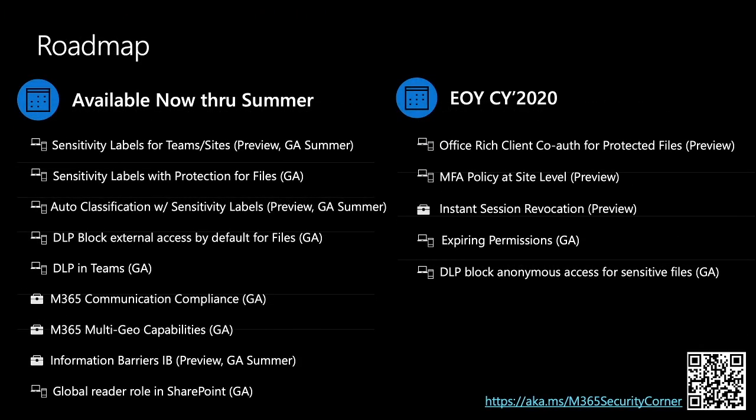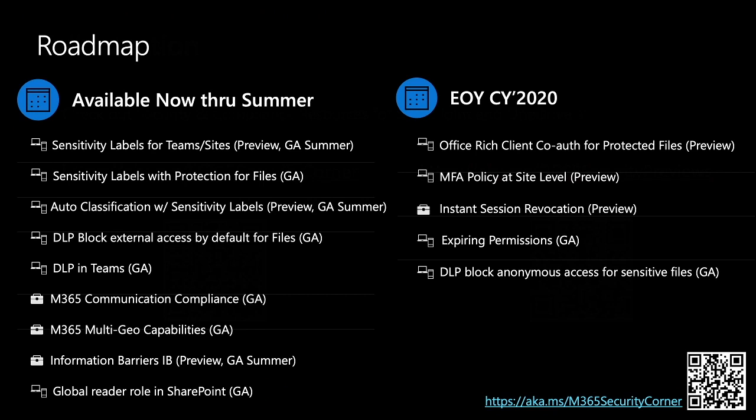In the roadmap, I have placed the features in two major categories: the features that are available now through summer, and the features that are coming towards the end of this calendar year 2020. Features available now through summer: sensitivity labels for Teams sites are available as preview, and will be GAing this summer. Sensitivity labels with protection for files already GA'd on May 4th, as I mentioned. Auto classification with sensitivity labels is available in public preview. It's going to go into GA very soon.